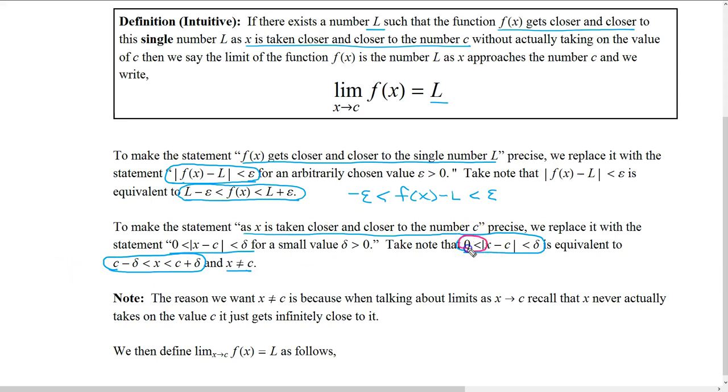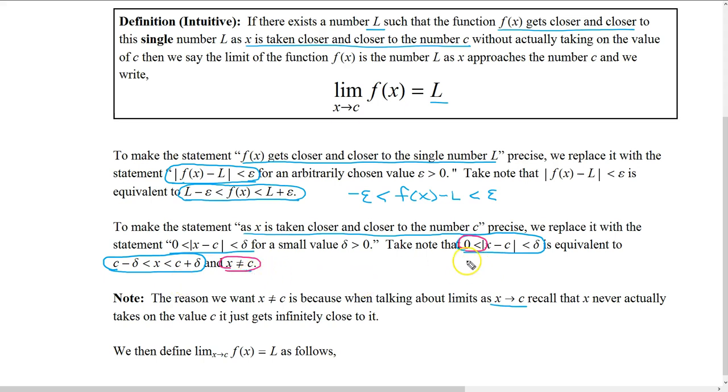The "does not equal c" part comes from this piece right here, the greater than 0. Saying that x minus c in absolute value is greater than 0 means that x cannot equal c. And keep in mind that the reason we don't want x to equal c is because when we're talking about the limit as x approaches c, recall that we don't want x to ever actually take on the value of c. So we want x to never equal c.